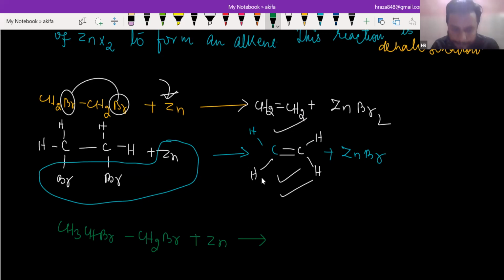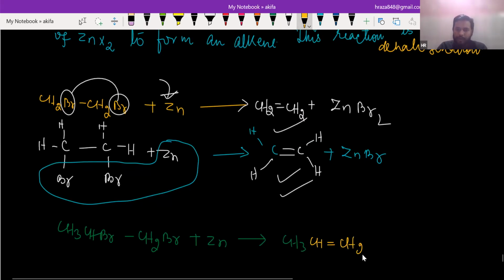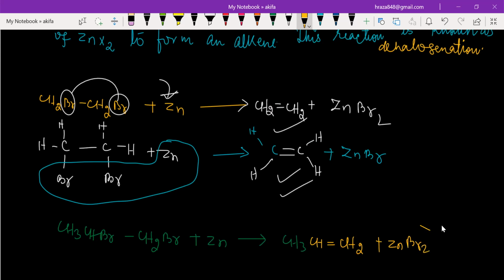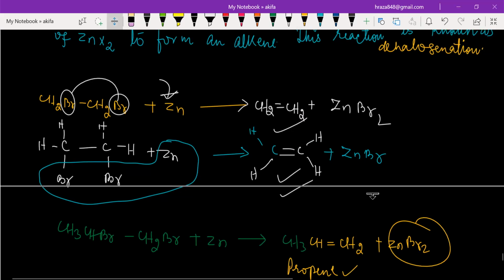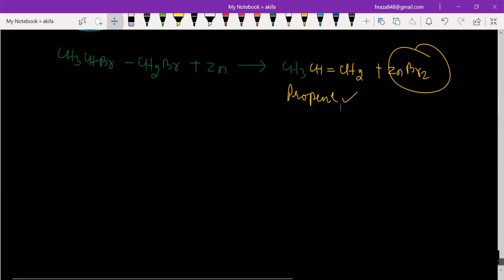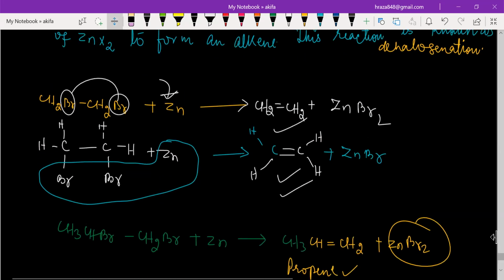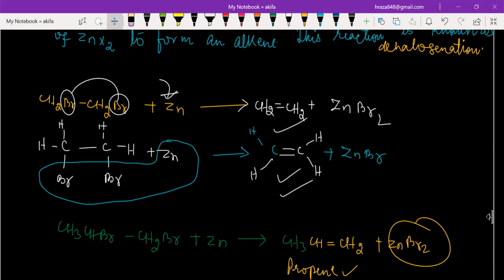Are you done with this? Yes. So what will be the product? The product will be CH3CH=CH2, right? Yes. This ZnBr2 is the byproduct. Here you can name it propene or prop-1-ene. Is this clear? Yes. Can I change the slide? One minute. Done. Very good.